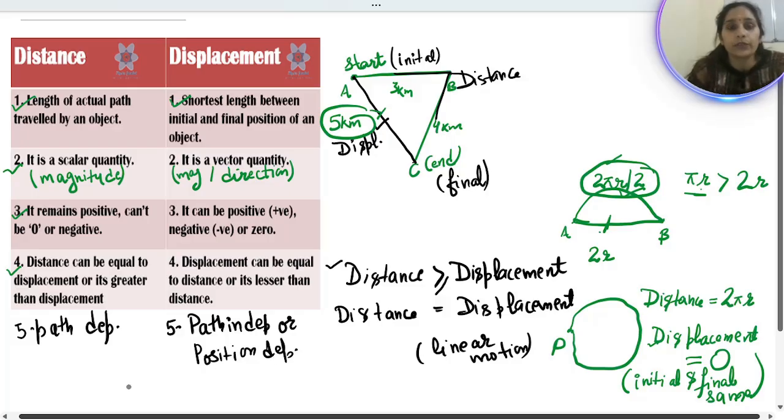I hope the difference between distance and displacement is clear and you find this video useful.